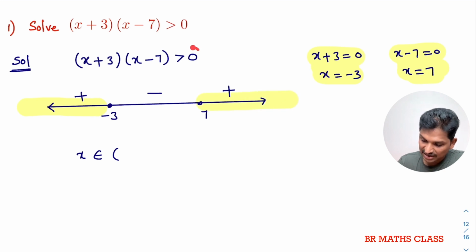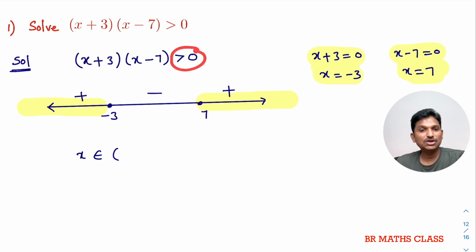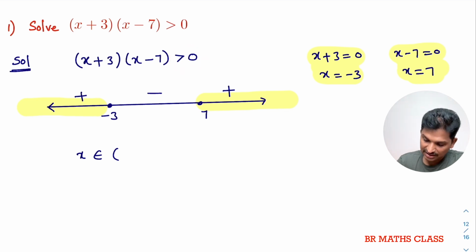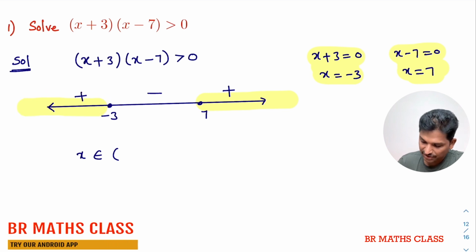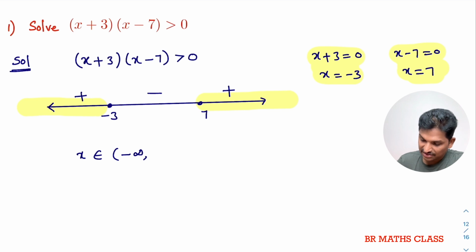Because here greater than 0 is there. Greater than 0 means we need to look for positive sign. Okay, here, right, write like this. First I'll write this zone, right? What is this? Minus infinity to, for infinity always open bracket, right? Here minus infinity to minus 3, minus 3.